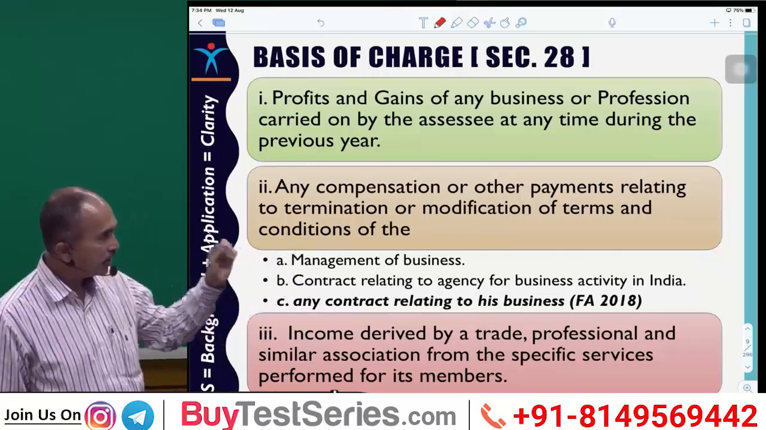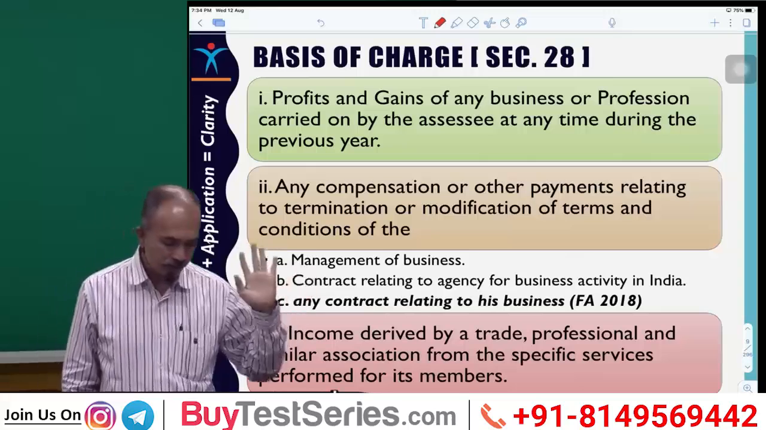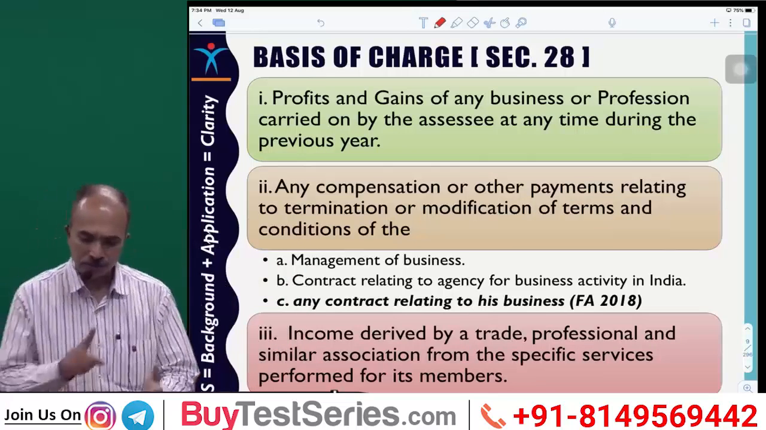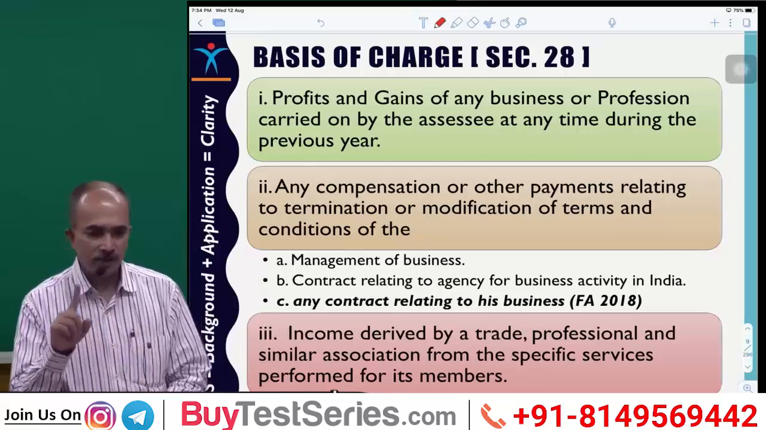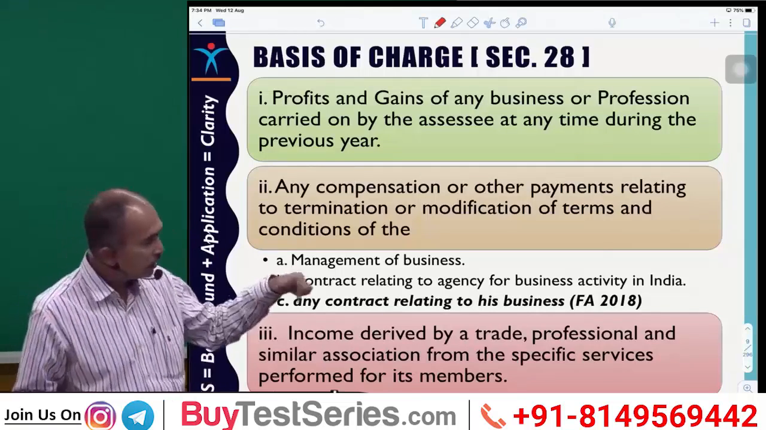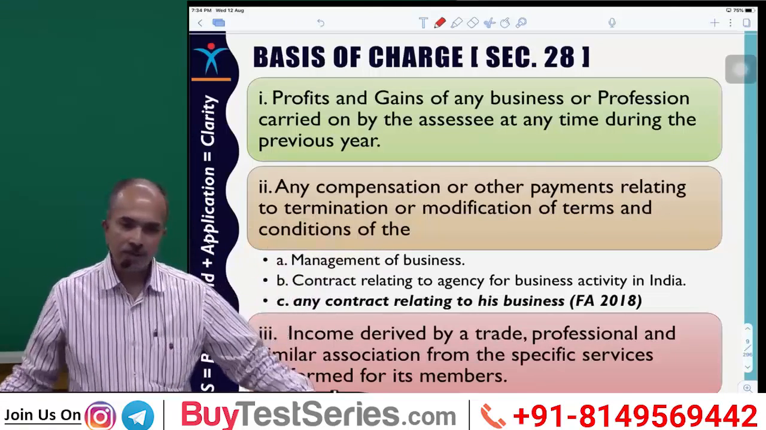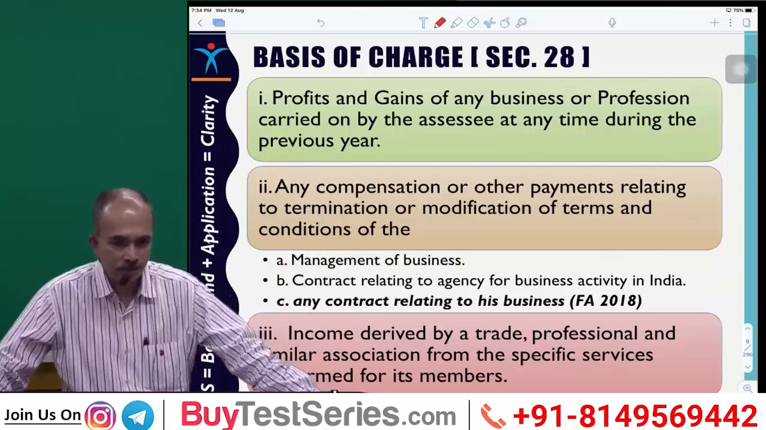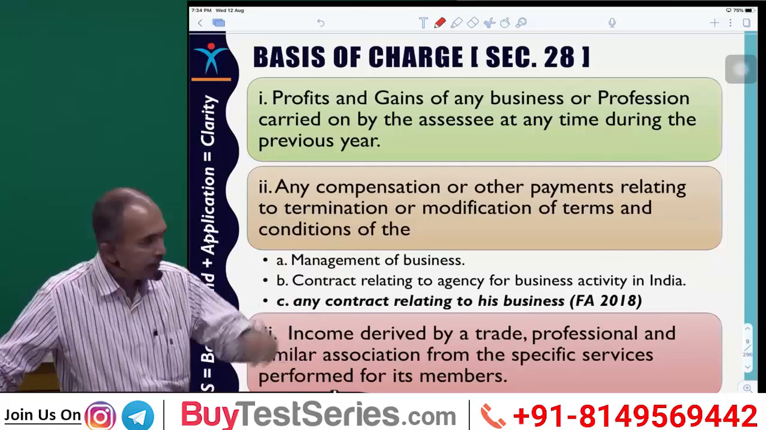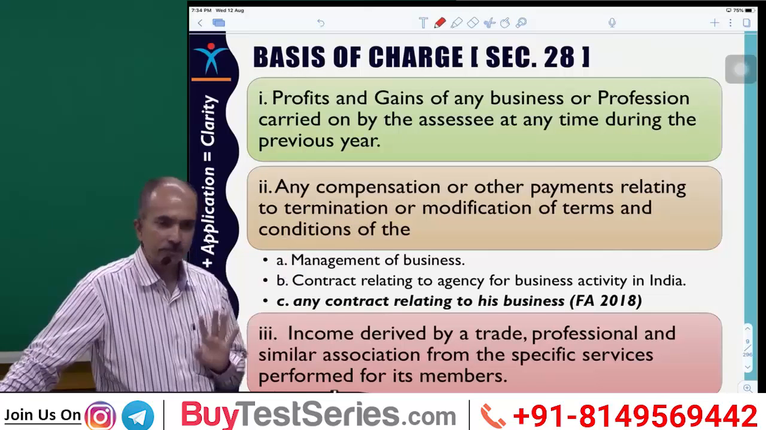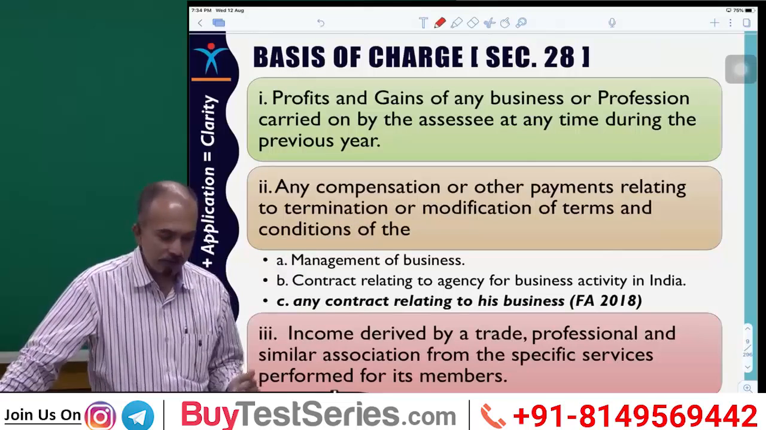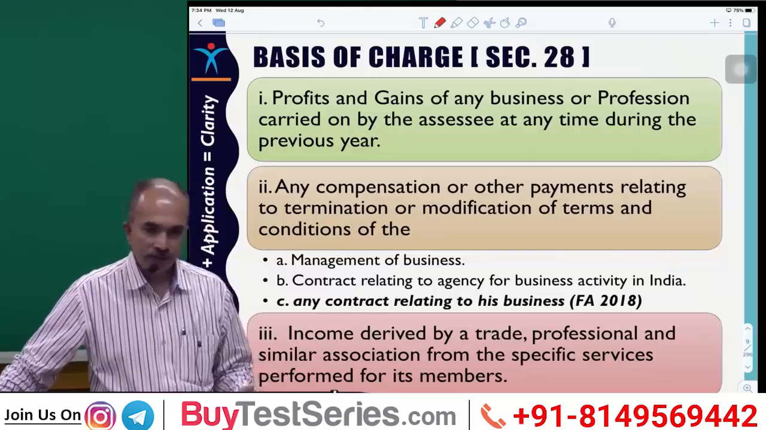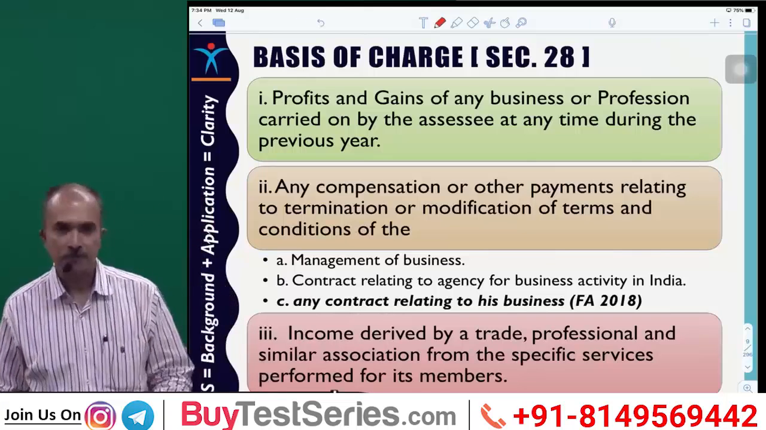profits and gains of any business or profession carried on by the assessee at any time during the previous year. So what is to be covered under business or profession? Profits and gains of any business or profession carried out at any time during the previous year. That's why I said 99.9% of your income ideally will get hit by clause 1. The remaining clauses are the special incomes, and therefore we need to look at them very carefully.